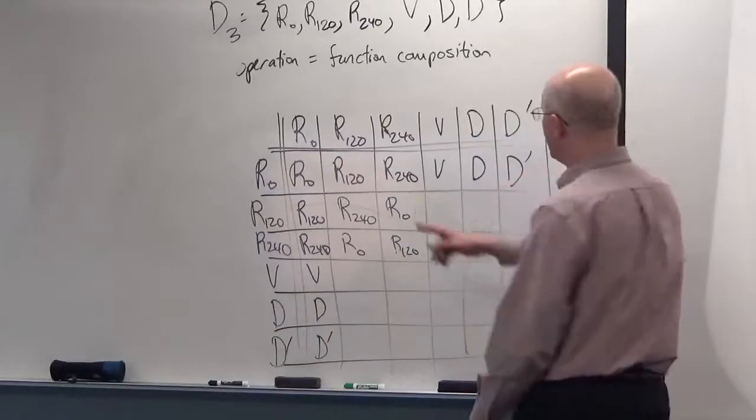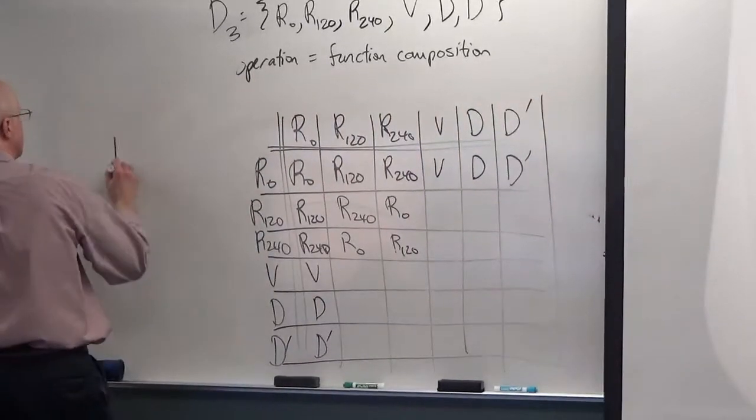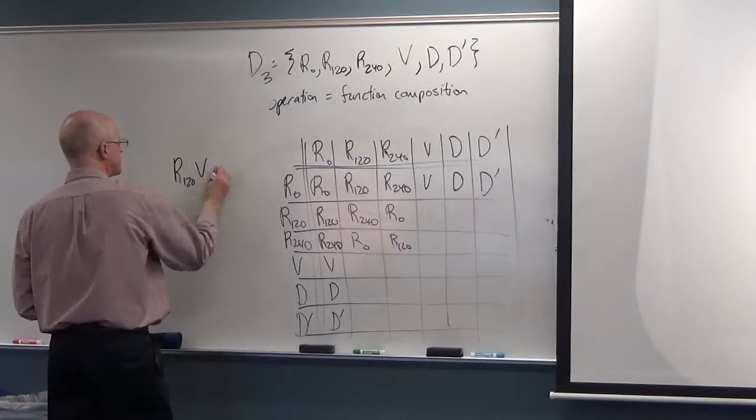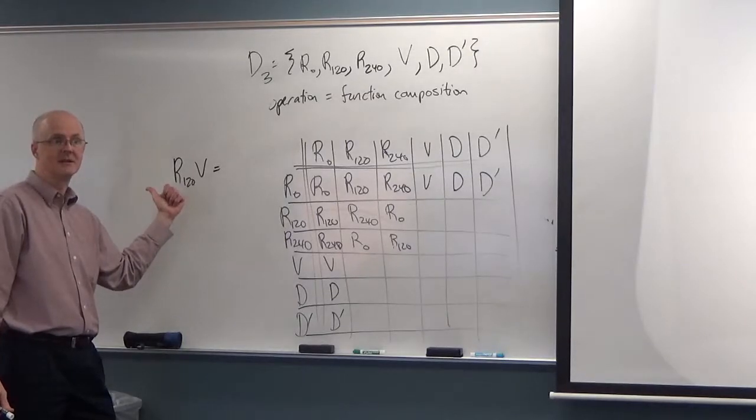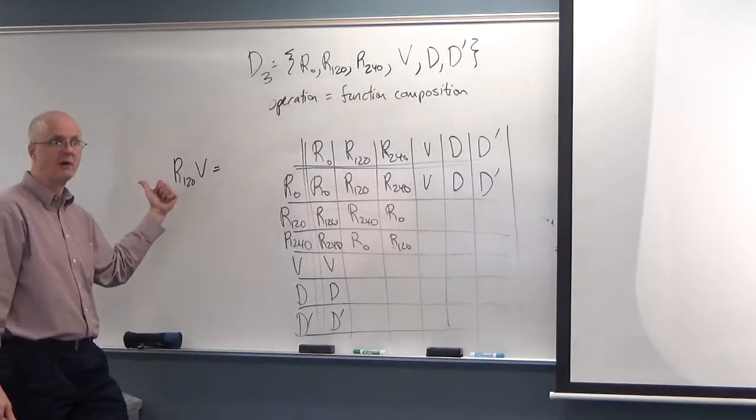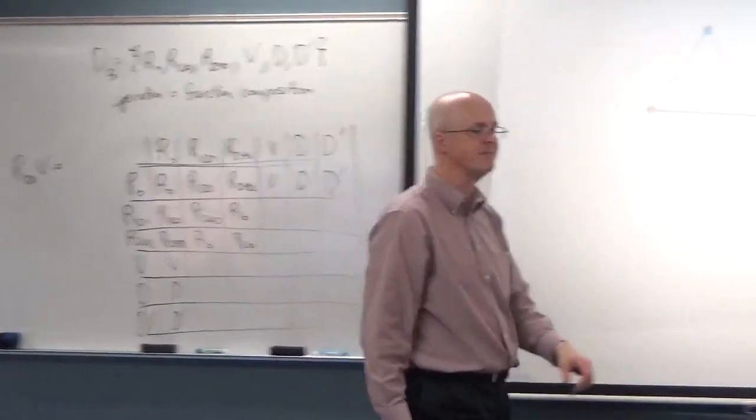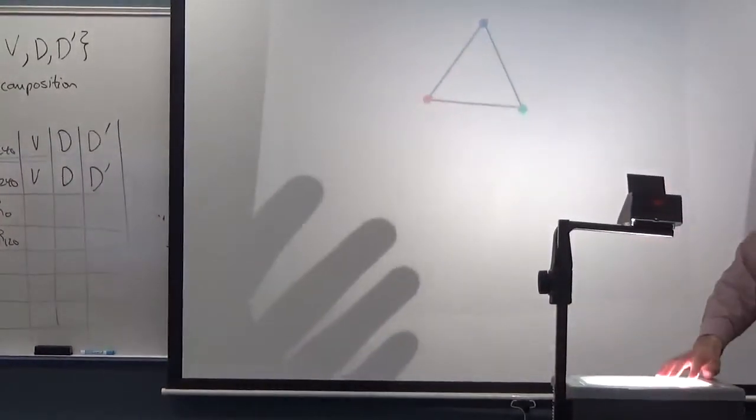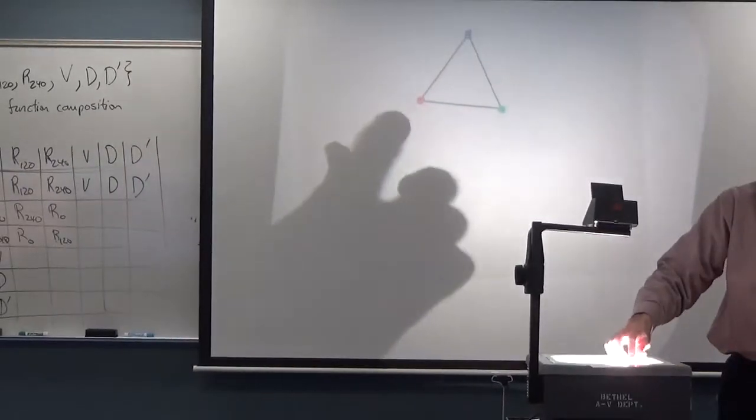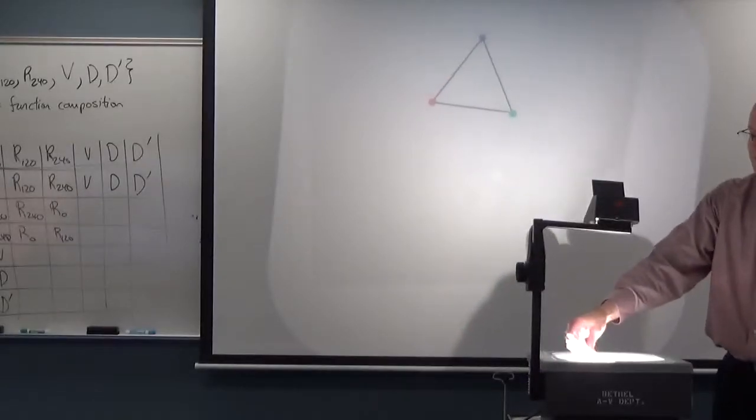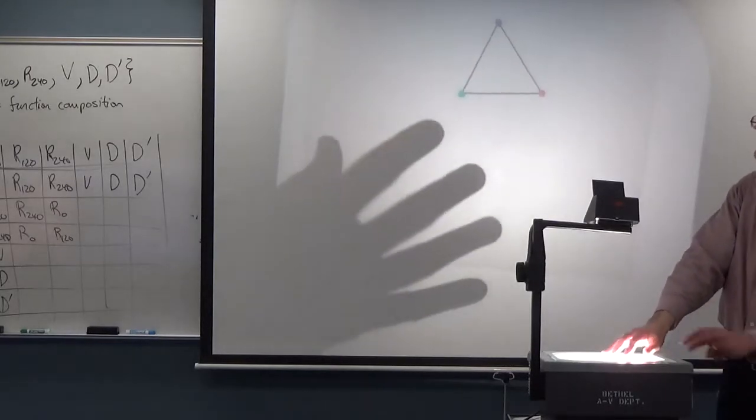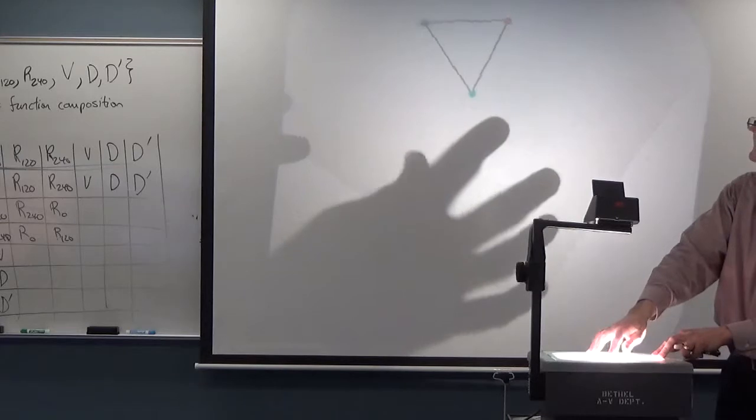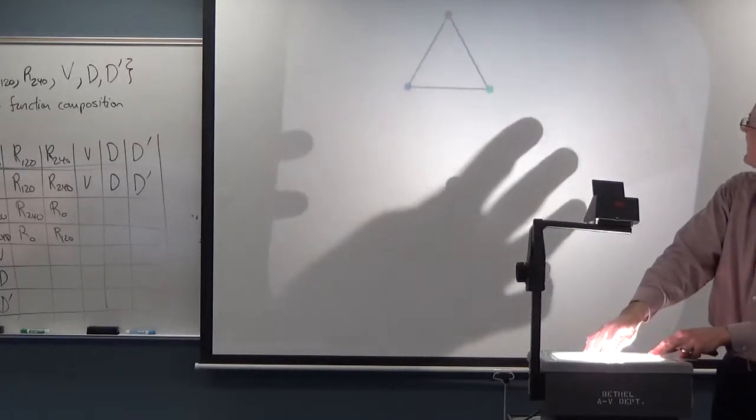Let's compose R120 with D, for example, or with V. R120 with V, and remember this is function composition, so the operations go from right to left as far as which gets applied first. So I'm going to do V first and then R120. Remember the original orientation of the colors here: blue on top, red on the left, green on the right. Try to remember that. So here we go, V reflects it this way across the vertical line, and then R120 rotates it 120 degrees to bring us to here.